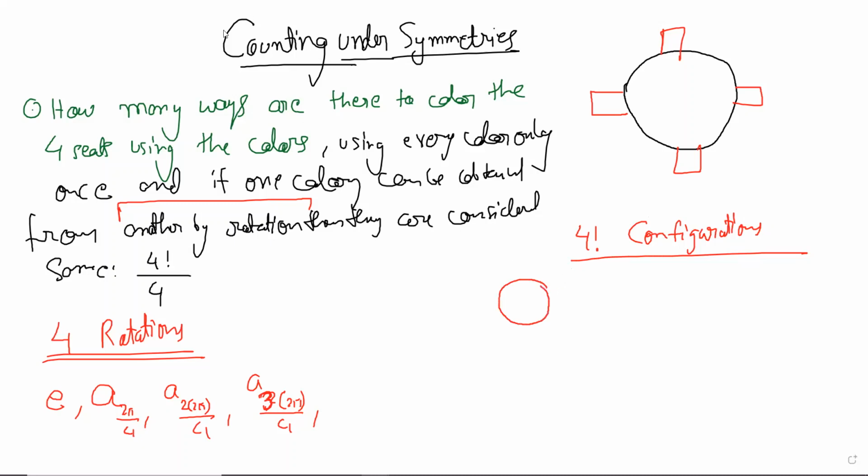So here is one configuration: 1, 2, 3, 4. Here is another configuration. I should have kept the same color, but anyways, let's say 4, 1, 2, 3. Then there is another configuration, 3, 4, 1, 2, and so on.